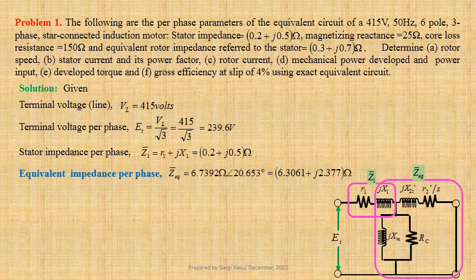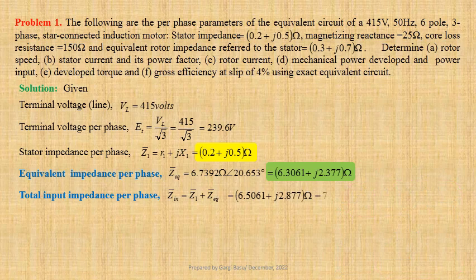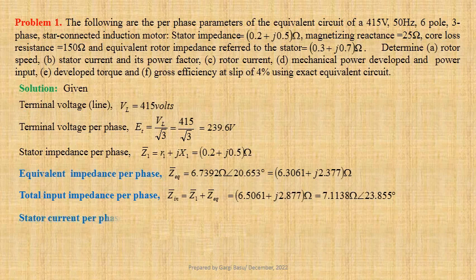Let us now calculate total input impedance per phase. Zin equals Z1 plus ZEQ. Using values we get 6.5061 plus j2.877 ohm. This may be written in polar form as 7.1138 ohm at an angle 23.855 degree.